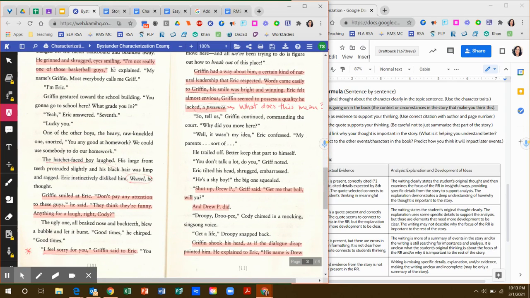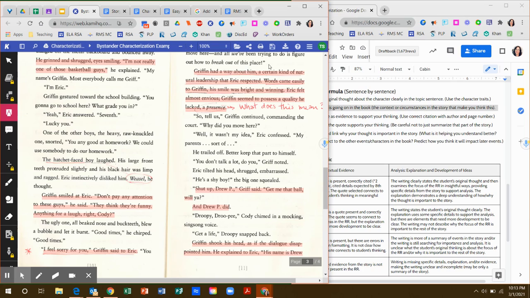He grins, he shrugs, his eyes are smiling. "I'm not really one of those basketball guys," right? That's the part where he jokes about being bad, that he messed up and looked like an idiot for throwing the basketball and he missed, right? Then it continues, and it's just kind of a creepy feel to the scene. And so the author is using these details like this hatchet-faced boy and weasel, right? And so Griffin smiles at Eric then and is like, don't pay attention to these guys, right? They think they're funny. And they are all kind of laughing, but there's this meanness, this mean tone. And so Griffin makes comments like, I feel sorry for you, right?